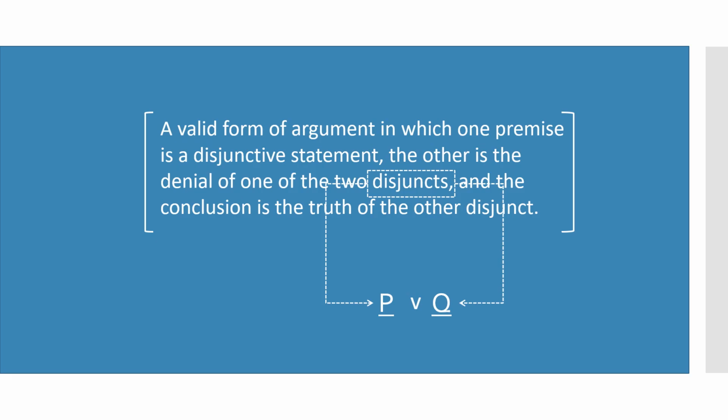And of course, the disjuncts are the two pieces of the disjunction, the things that sit on either side of the wedge. So whatever P stands for and whatever Q stands for, these would be my disjuncts. And notice the second premise will traditionally want to deny one of these two terms. So basically, the first premise is going to say it's either P or Q, and the second is going to say it is not P or it is not Q.